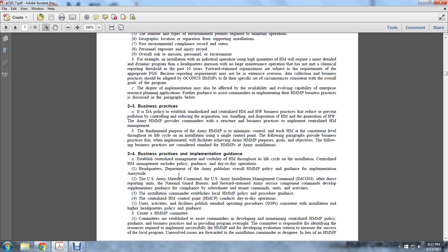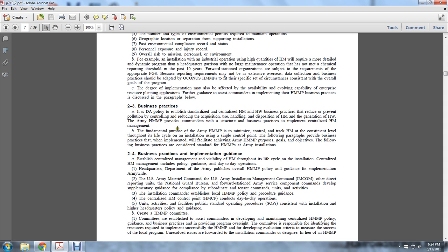2.3 Business practices. It is DA policy to establish standardization and centralized hazardous material management and hazardous waste business practices to reduce and prevent pollution, control and reduce acquisition, use, handling, and disposition of hazardous material, and the generation of hazardous waste. The Army Hazardous Material Management program provides the commander with the structure of the business practices to implement centralized hazardous material management.